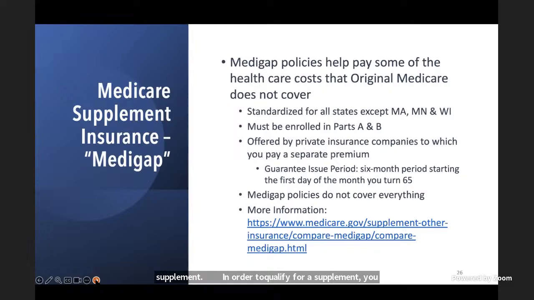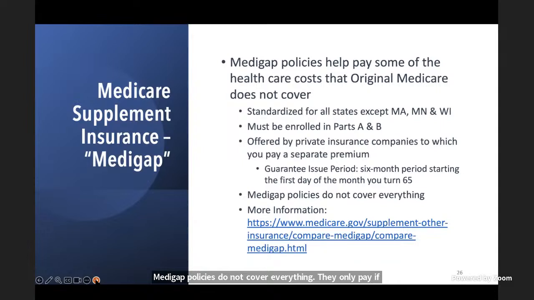And these supplements have a guaranteed issue period. So they cannot turn you down if you enroll in the 6 months that start the first day of the month you turn 65. So there's no health screenings, there's no kind of determination. They have to sell you a policy if you enroll within the first 6 months of turning 65. It is important to note that Medigap policies do not cover everything. They only pay if Medicare pays. So this is not a standalone type of insurance.